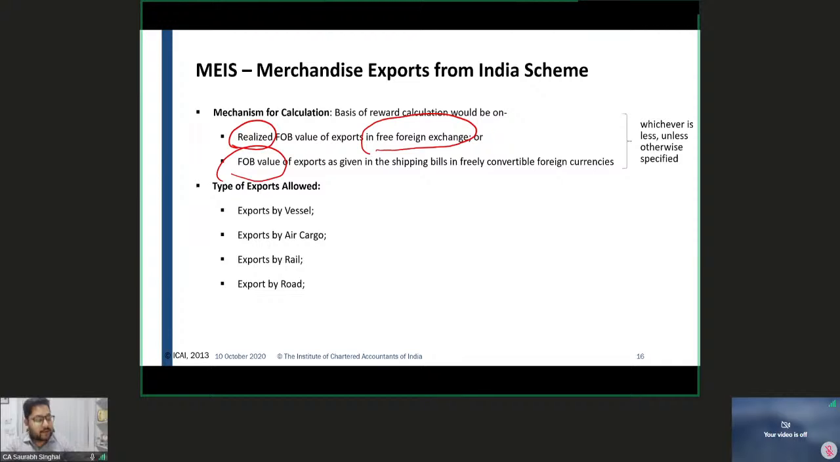So, suppose I have made an export of 100 crores in this year and I have only received 80 crores, I will get 7% of only 80 crores if the rate of MEIS on me is 7%.